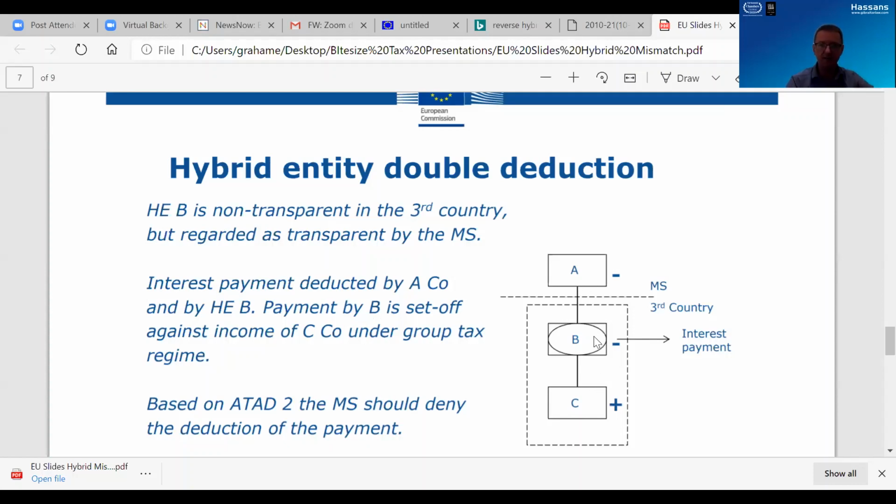So B makes an interest payment which is set off against the income of the subsidiary because it's grouped together. A can claim a deduction for the interest payment because B is transparent, essentially it's a partnership, say. So A gets a deduction, but B also gets a deduction in its home country. So you can see there are double deductions arising from the fact that B is treated as transparent in Italy, but not as transparent in Algeria.